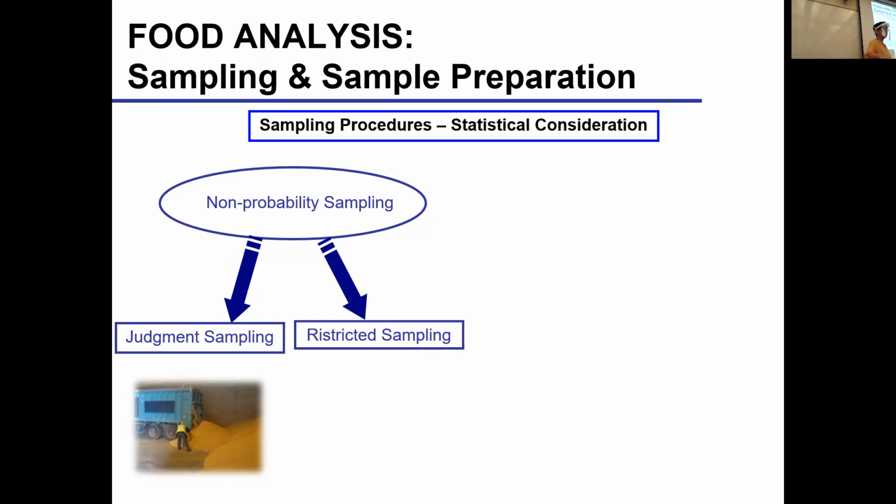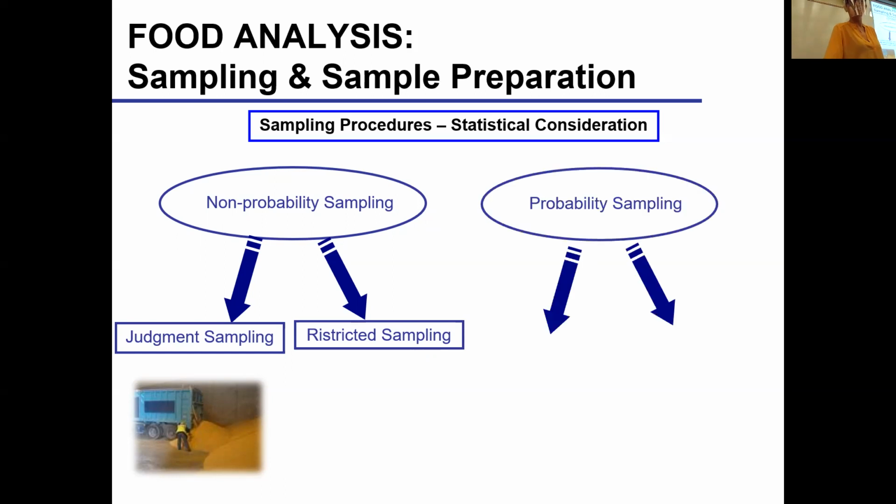Or restricted sampling. You have a silo of grains or whatever it is, a big container. You cannot reach the bottom, so you have to take from the top, whatever you can reach, to take a sample and analyze. It's not the perfect situation in this case, but there is not much you can do about it. But oftentimes you can do probability sampling. That's when you have your product or ingredient in individual containers, either cans or bags, so you can do probability sampling.